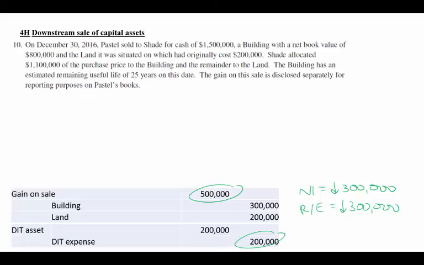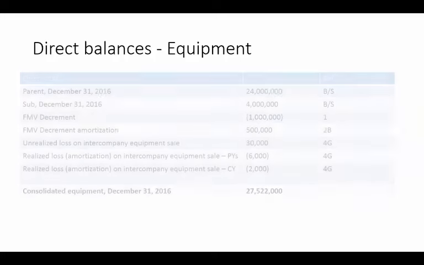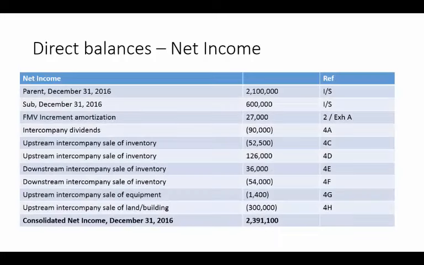Now that we've done all these calculations, all that's left to do is to create a table or a list and input all of these amounts with references to the various transactions for both net income and retained earnings. So we can see for net income, we start with the amounts from the income statement, parent and sub. We bring in the $27,000 increase to net income, right? It was less expense from our fair market value increment amortization or from Exhibit A. The amounts should match from both.